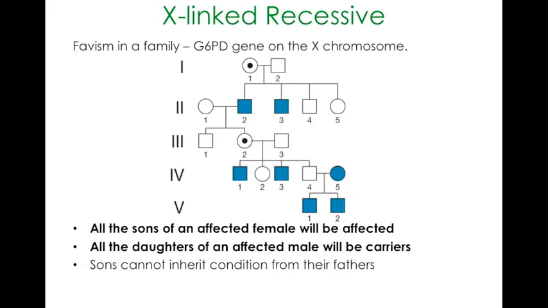So a dad who has it cannot pass it to his son, because the son gets the Y chromosome from the dad and the X chromosome from the mum, and so they cannot get it from him if it's an X-linked condition, because it's on the X chromosome.